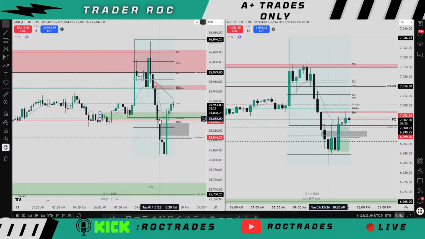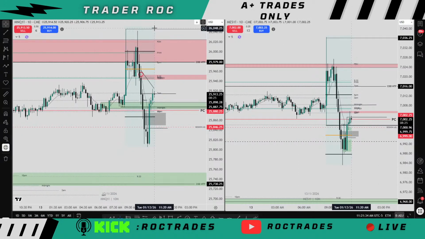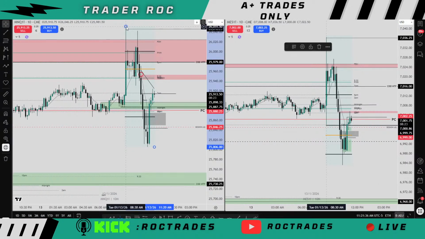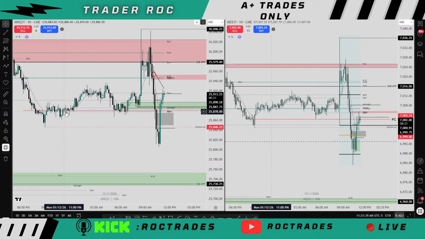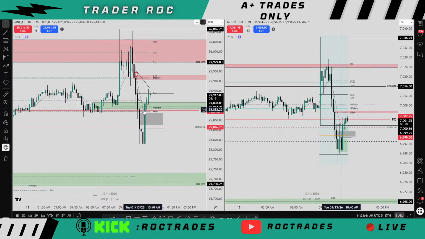I like how we got this bounce, right? So if I'm looking at this red line specifically, notice how the EMA refused to get up under there.